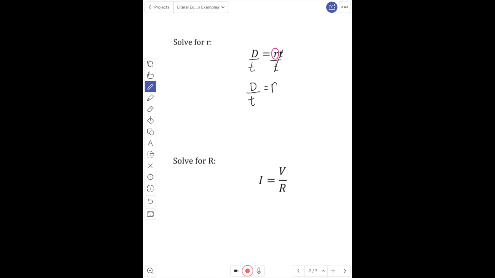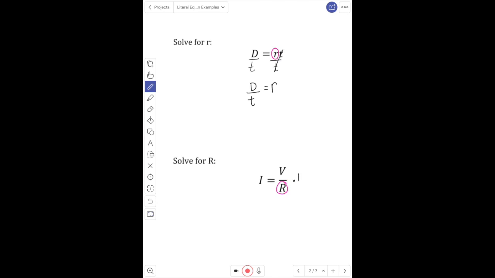Now the next one is not hard, but a lot of students will try to make it work in the way that they think it should instead of doing the inverse operations. When I look at this problem, I'm being asked to solve for r. A lot of students will think, okay, I need to get r by itself, so I need to get rid of v, and they'll multiply by v. But right now, the r is in the denominator. I have to get that r out of the denominator in order to solve for it.